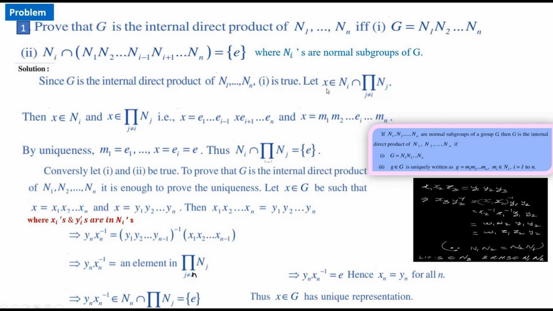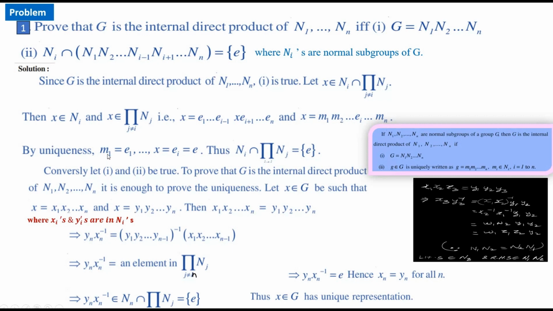So for which you consider x to be in the intersection. So when x is in the intersection, you have x in Ni as well as x in the product also. So in this product you don't have this Ni. So x is in Ni means x can be uniquely written. That is the second condition. So using that you have this step, and because x is in this, again by the same condition you have x being written in this way.